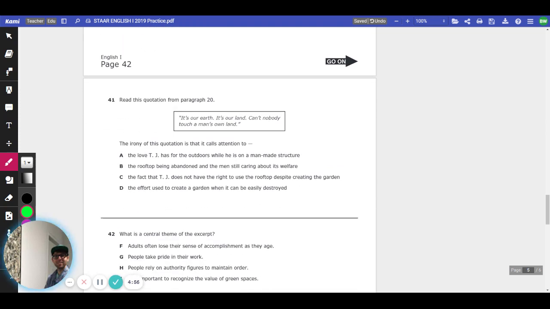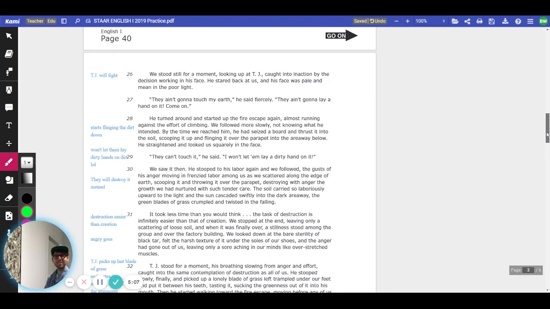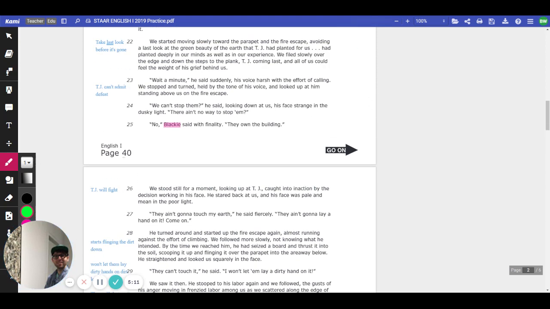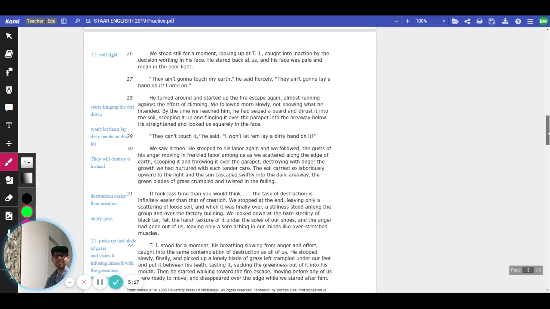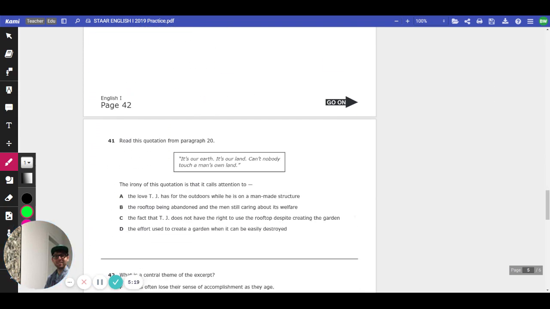In paragraph 20, we get this quote, "It's our earth, it's our land, can't nobody touch a man's own land." The irony of this quotation is that it calls attention to, well, as I was summarizing, I thought it was funny that they were kind of fighting, like these guys saying, you can't mess with our stuff when it actually belongs to the other guy, technically. So that is irony for sure.